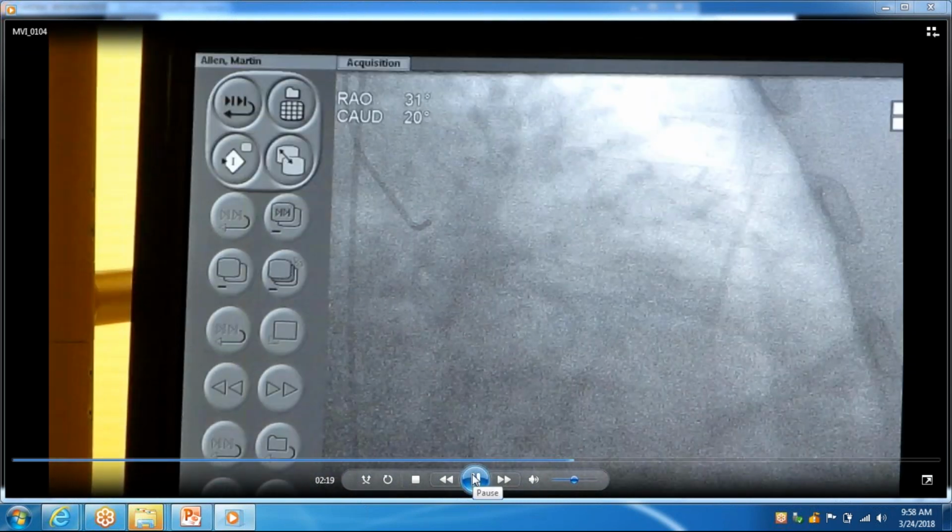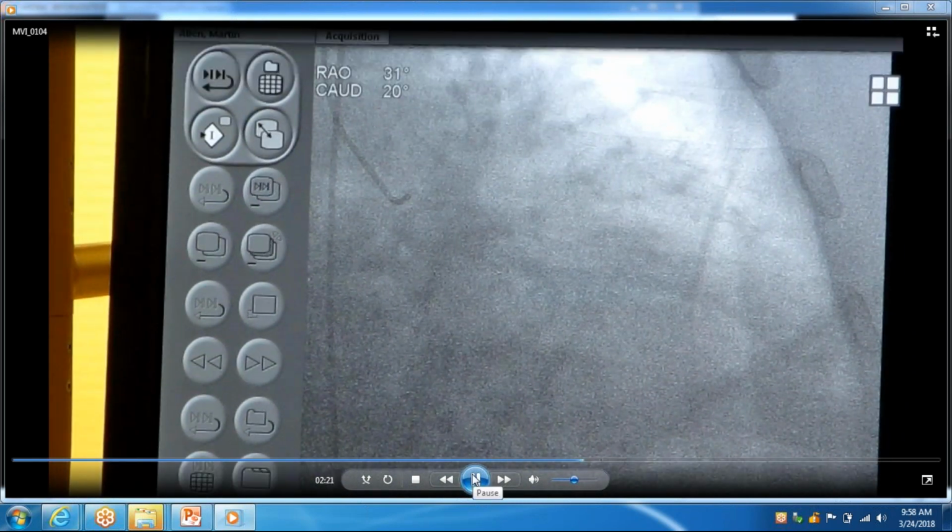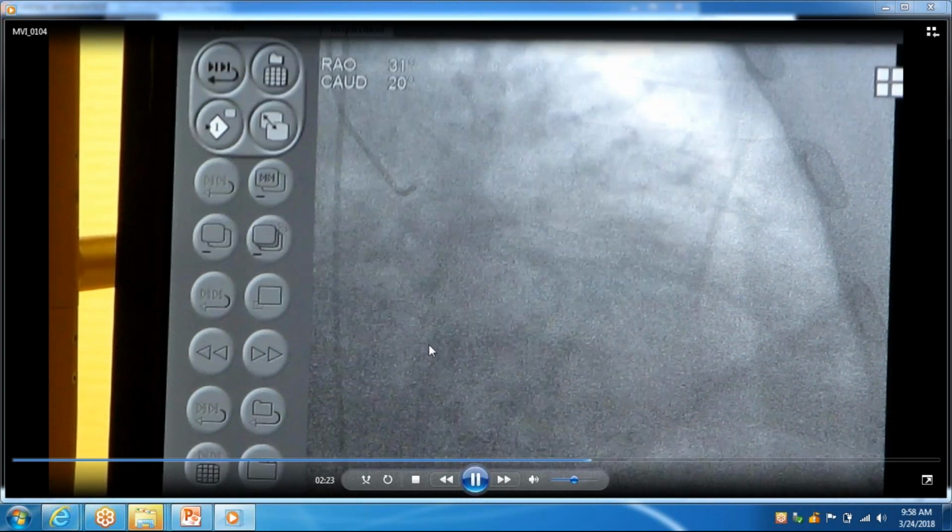It's an RAO, right anterior oblique, and it tells you caudal or cranial.